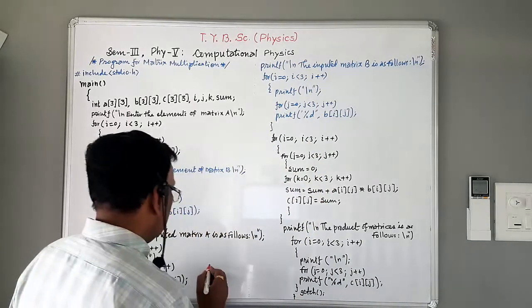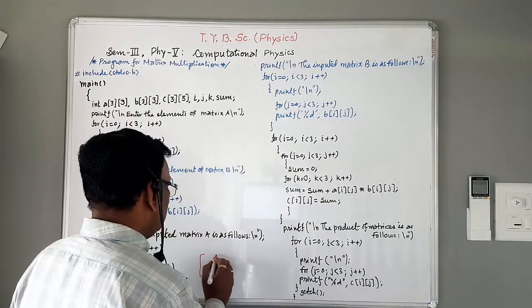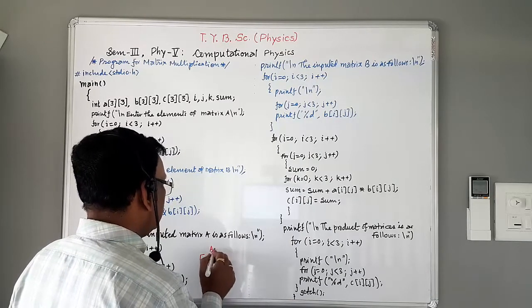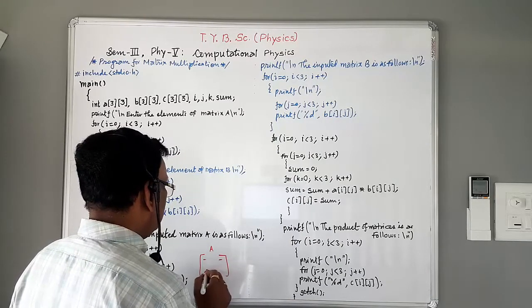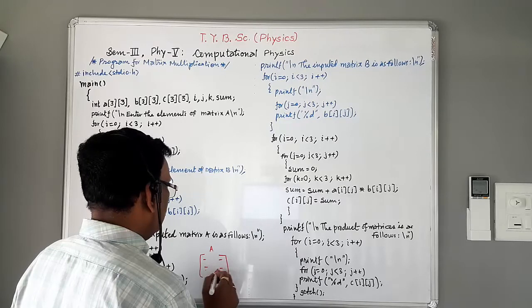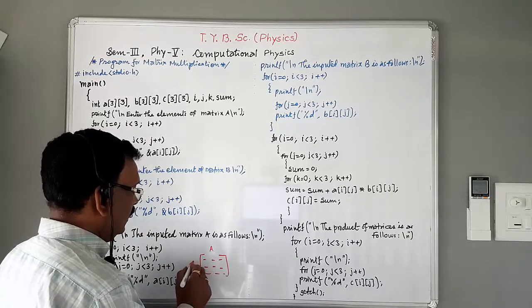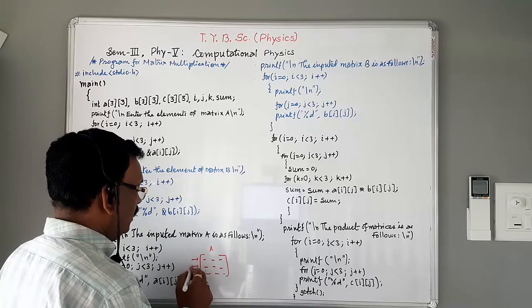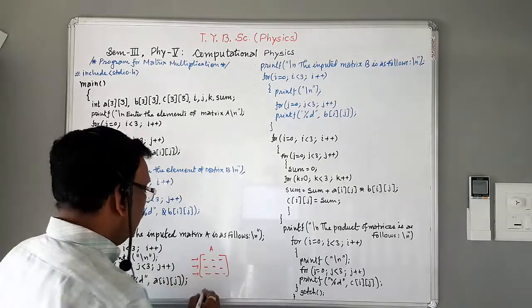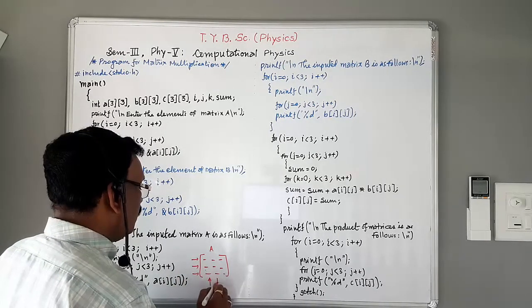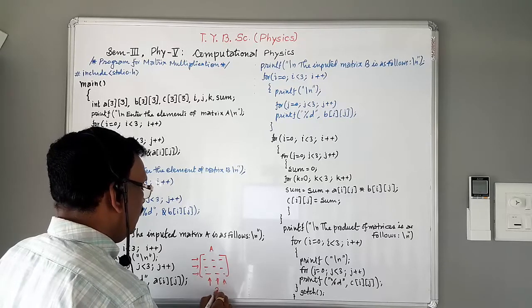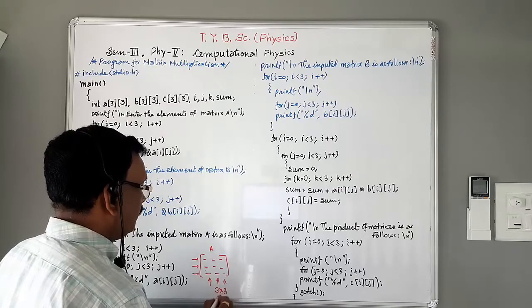We can take multiplication of two matrices like this. Suppose this is the first matrix, which has 9 elements, that is, there are 3 rows, row 1, row 2 and row 3. There are 3 columns, column 1, column 2 and column 3. Therefore, this matrix is 3 by 3.